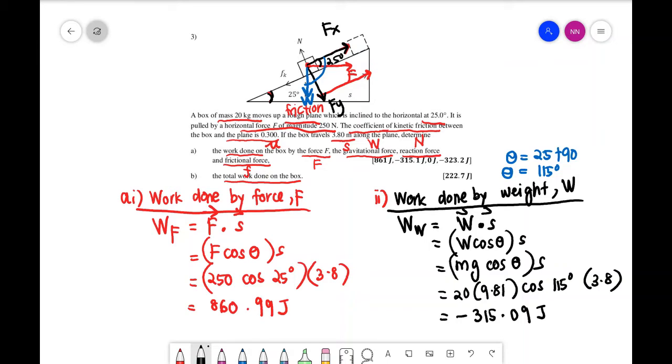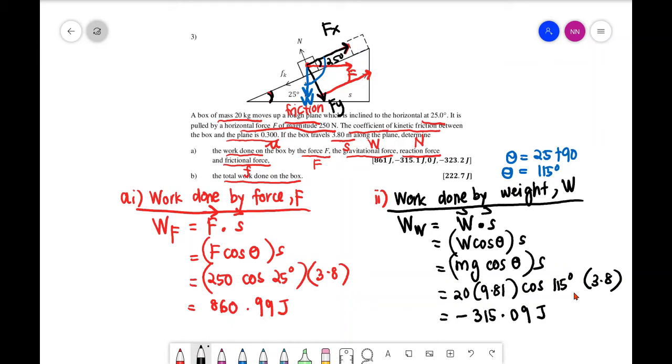Because the box moves up the plane, sliding up the plane, work is done on the system to overcome the gravity, to slide up the plane.